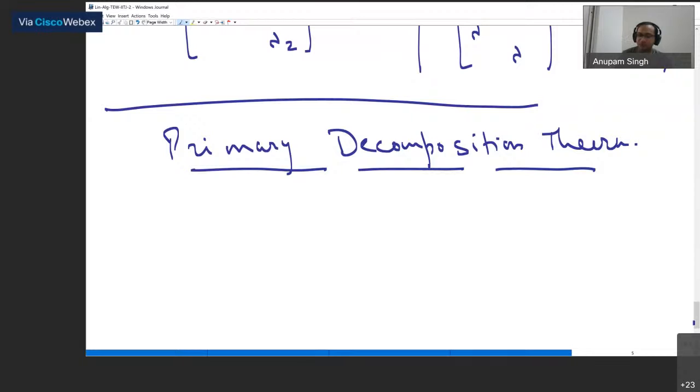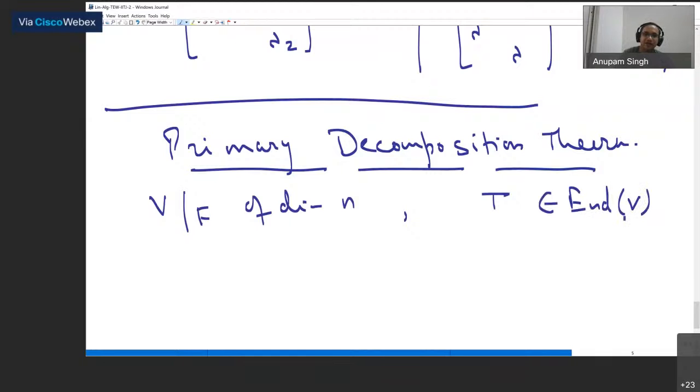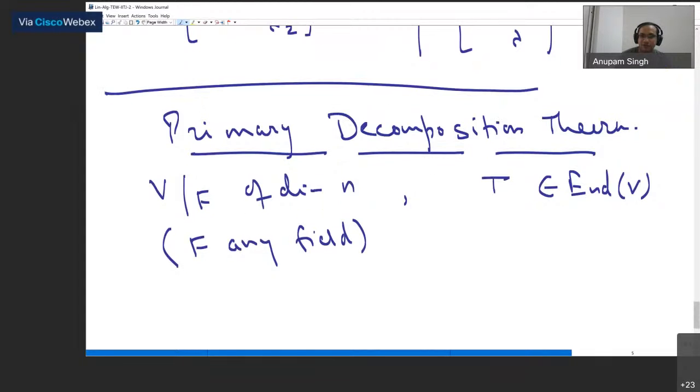So what is the primary decomposition? I begin with, of course, a vector space V over F of dimension n, and I have a linear transformation T in L(V). So I'm not assuming here that F is algebraically closed. I can do this theorem over the general case. We'll apply it to an algebraically closed field as a corollary. So F is any field.